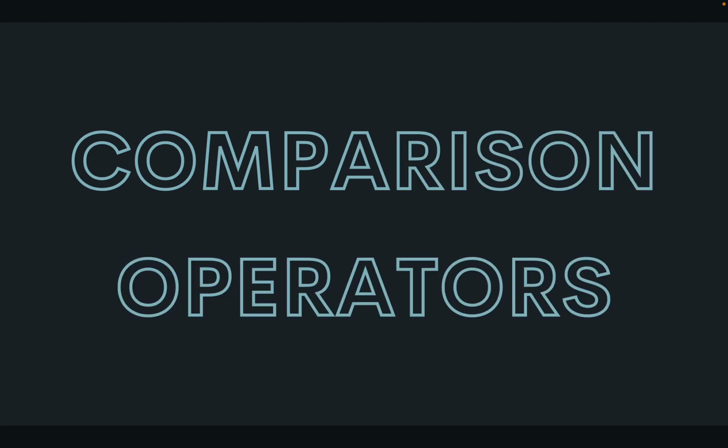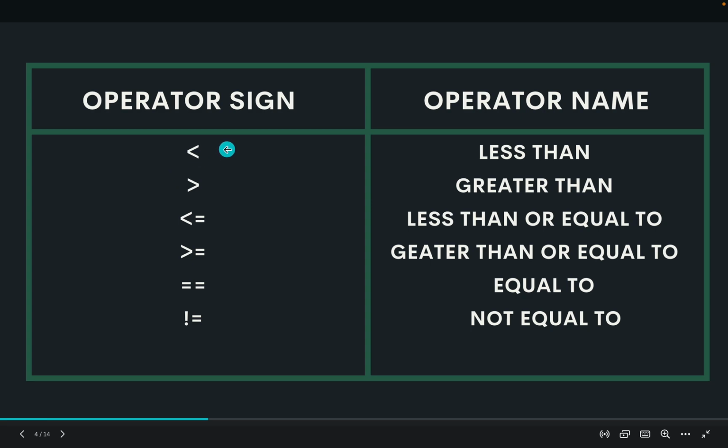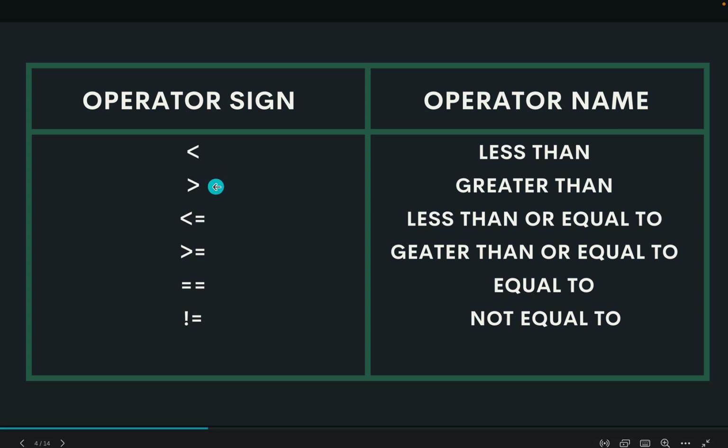So first we have comparison operators. This is a table of all the different operators and the operator names. First we have less than, which is this symbol right here. And then we have greater than, and then less than or equal to, greater than or equal to, equal to, which is two equal signs, and not equal to, which is an exclamation mark and then an equal sign.